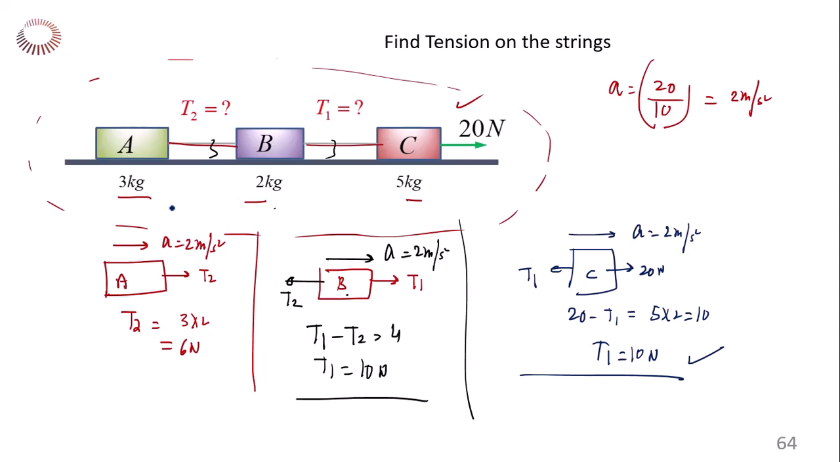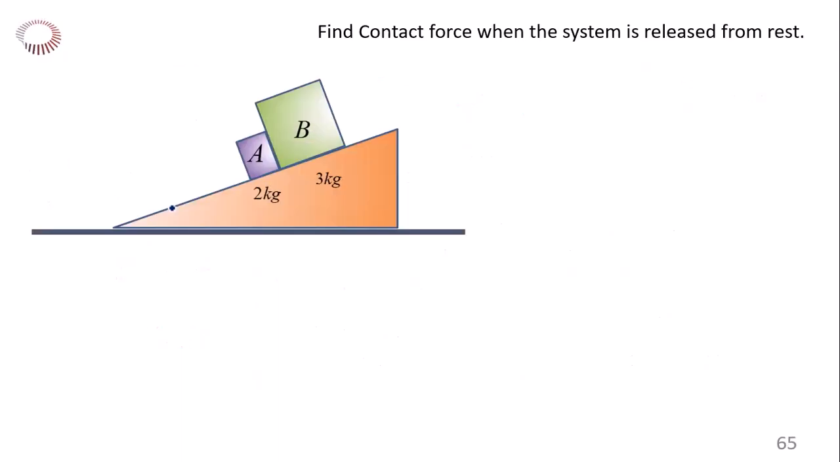Okay. So every time you try to draw the different forces acting on the particle, you define the system first, and based on that, calculate what the acceleration is. That is nothing but the acceleration for all the particles that are there inside the system.